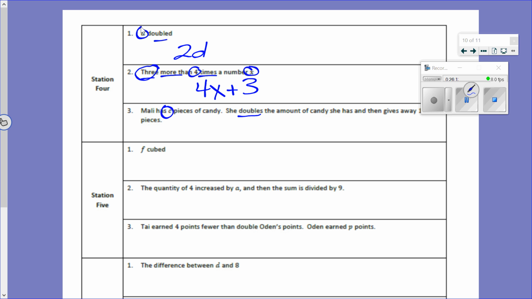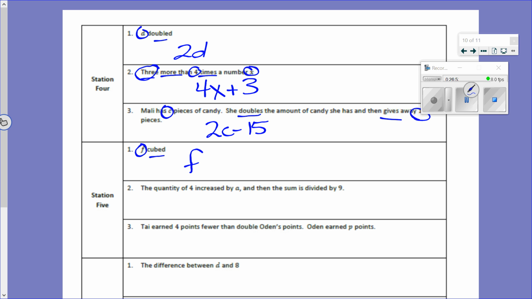Mallie has C pieces of candy. She doubles the amount of candy she has and then gives away 15 pieces. So it'd be 2C minus 15. Do I need parentheses? No. Why not? Because it's saying she doubles the amount of candy and then gives away 15. Right, so shouldn't I put parentheses to make you do that first? No, because you multiply first. Because of order of operations, I'm going to multiply anyway. If it was adding or anything else, then I probably should. But because it's multiplying, I have to do that first anyway.